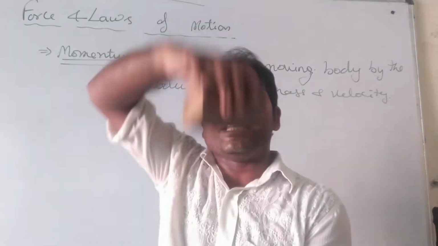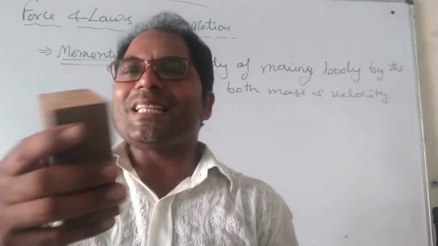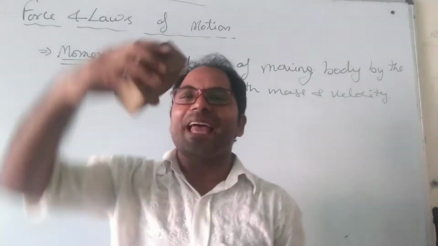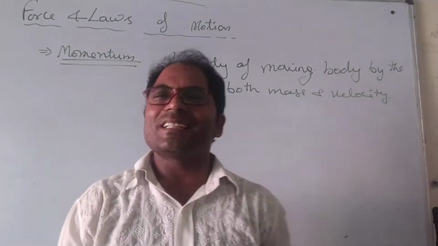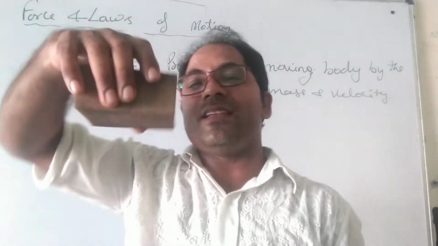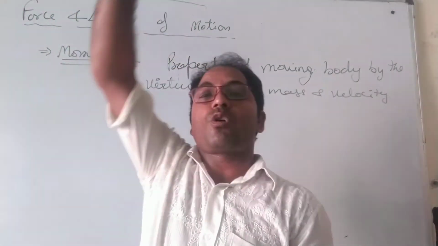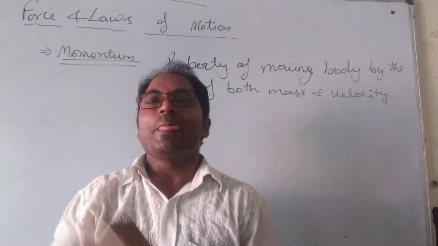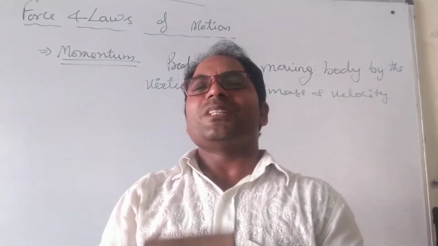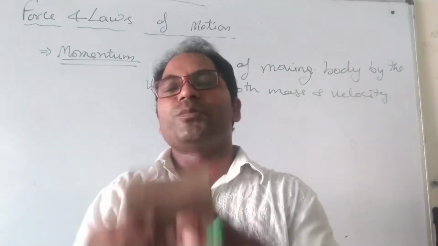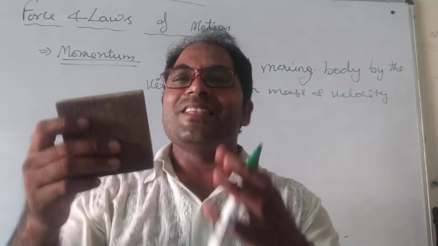The same object can injure me. What happened now? What are the changes? The speed has been changed. As the speed of this object increases, when I drop it from the roof of the building, it can hurt me. So the speed is changed, and the momentum of the object has also been changed.